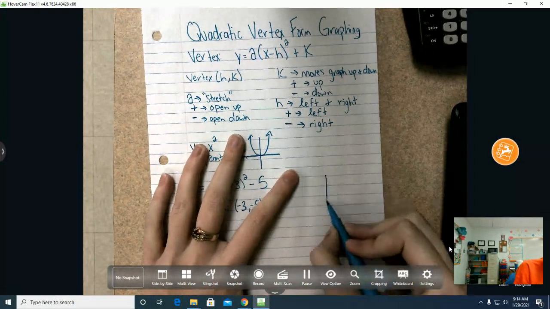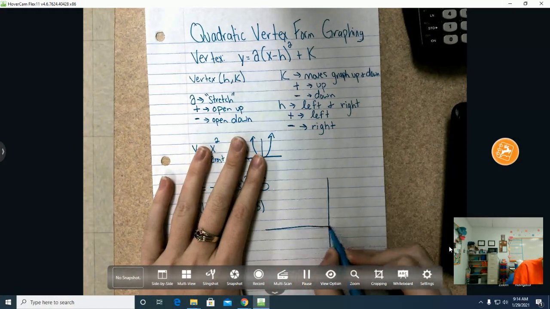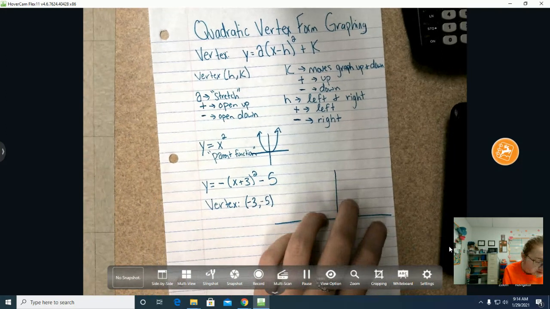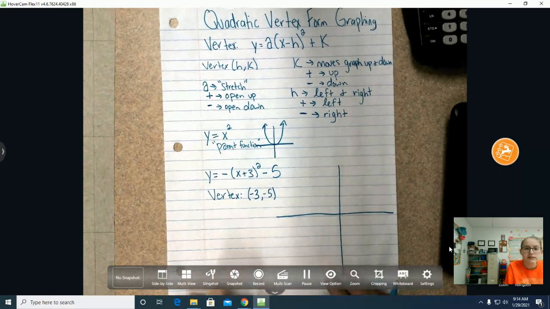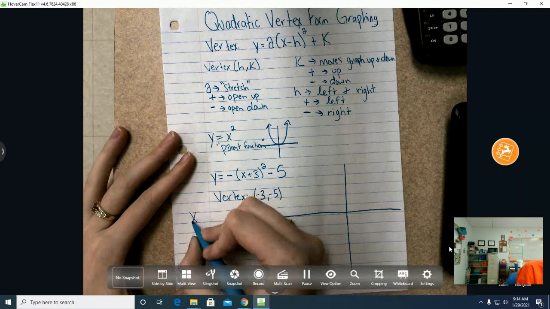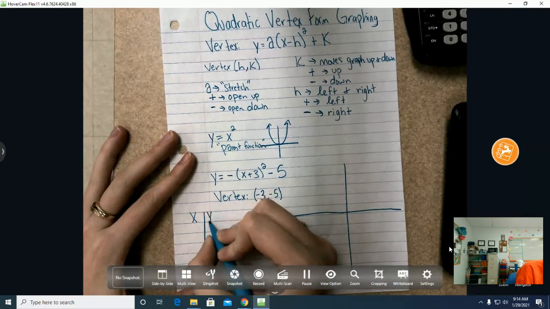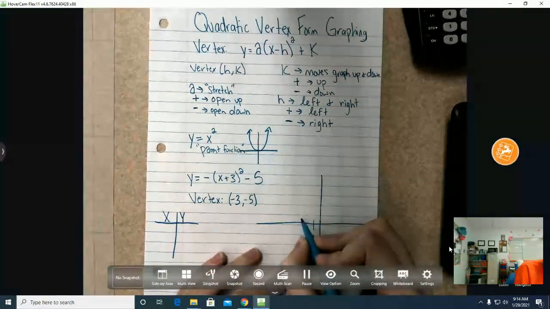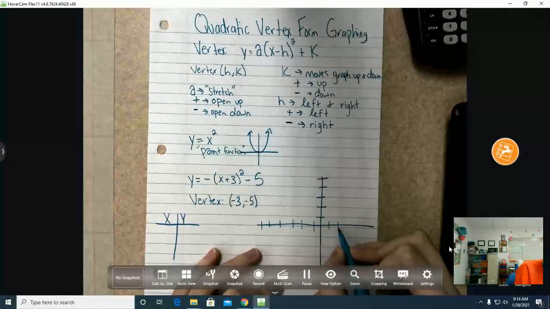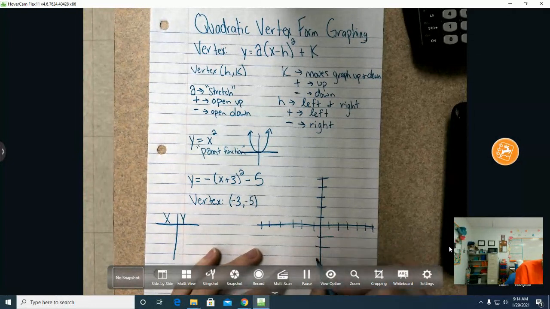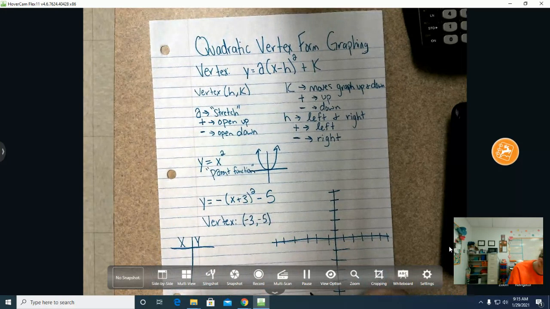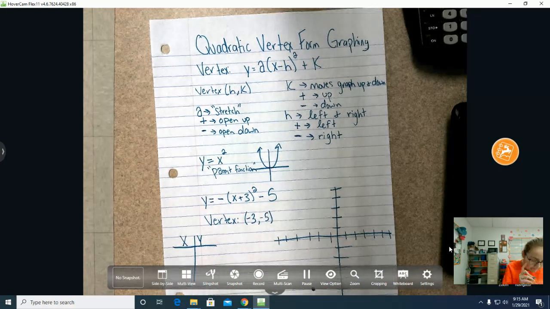So we'll draw a little graph over here. And let's see. So we'll have that to get started. So I know my vertex, but I don't really know any other point on this graph. So when we don't know, we're going to make an XY table. So we're going to have 1, 2, 3, 4, 5, 6. 1, 2, 3, 4, 5. 1, 2, 3, 4, 5, 6. So we have negative 3, negative 5. Oops, I did not make my graph big enough, but that's okay.